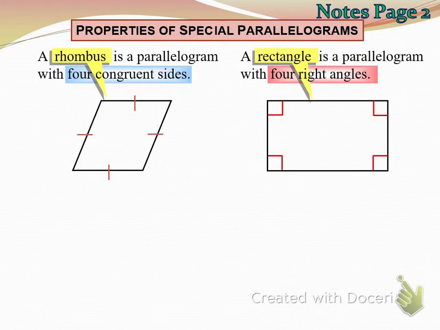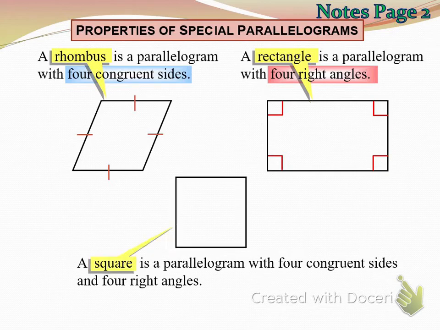If a rhombus and a rectangle got together and had a baby, what would it be called? A square. A square is a parallelogram with 4 congruent sides and 4 right angles. So go ahead and write that in.